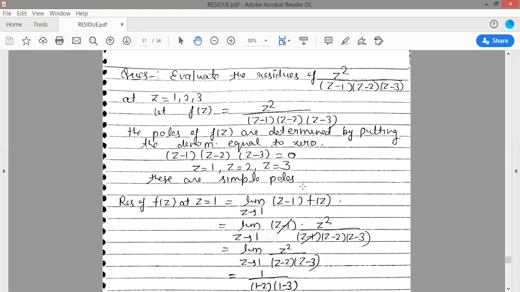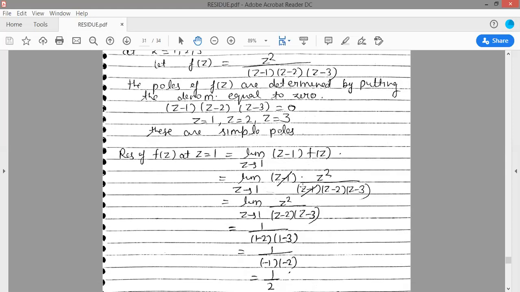We can say that z is equal to 1 is a pole of order 1, z is equal to 2 is a pole of order 1, and z is equal to 3 is a pole of order 1. You can write all these three. Now we need to find our residue. So the first pole is z is equal to 1. So just find the residue of f(z) at z is equal to 1.